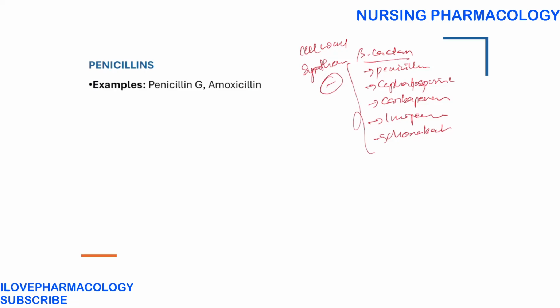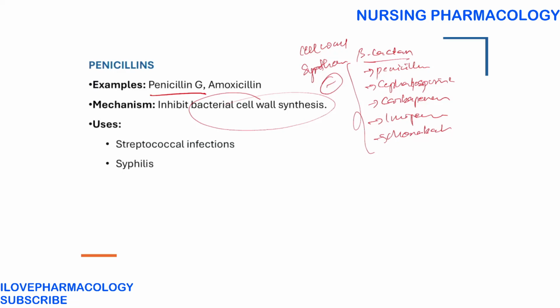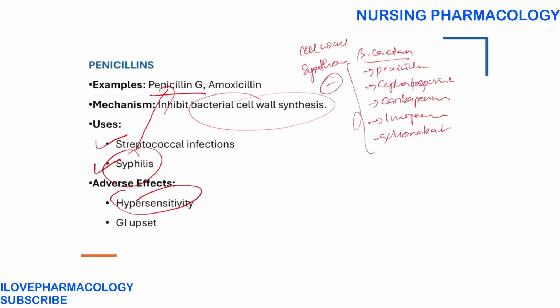So we have penicillin G, amoxicillin. Basically these drugs are going to inhibit the bacterial cell wall synthesis, and they are used for streptococcal infection and syphilis. For syphilis, penicillin is the drug of choice. Basically these beta-lactams are more prone to allergic reactions. That's why a test dose has to be given before giving the proper dose. So you need to go for test dose or hypersensitivity testing. It can also cause GI upset.